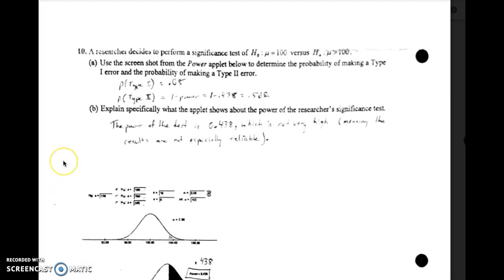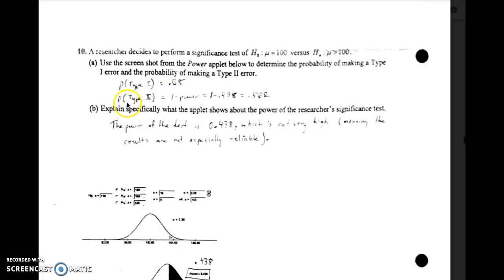Moving on to question 10 on the last page, it says a researcher decides to perform a significance test of null hypothesis being that the mean is 100 versus the alternative hypothesis, mean being greater than 100. Part A says, use the screenshot from the power applet below to determine the probability of making a type 1 error and the probability of making a type 2 error. So the probability of a type 1 error is just your alpha level, and I know it's basically impossible to read on the way I scan this, but it says right here that alpha is 0.05, so the probability of a type 1 error is 0.05.